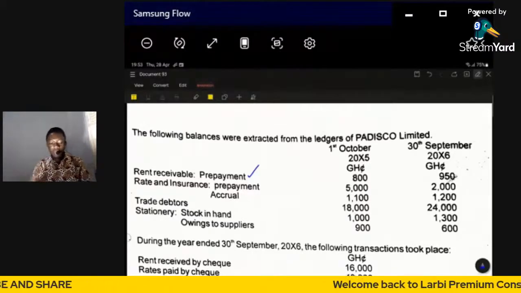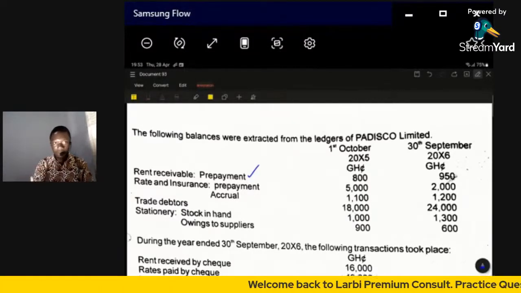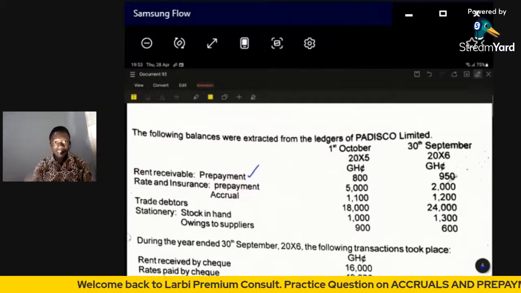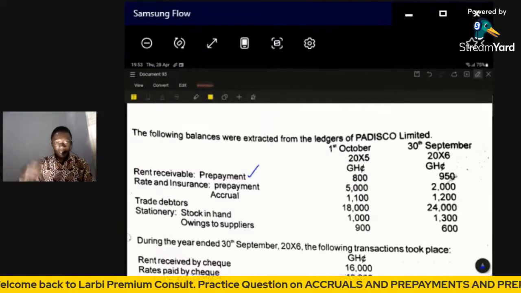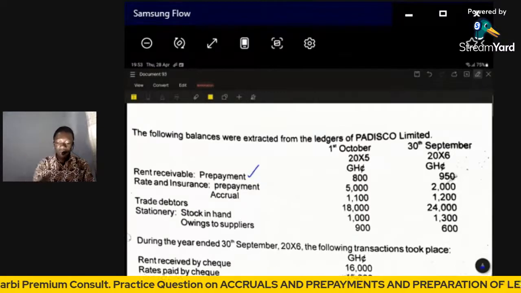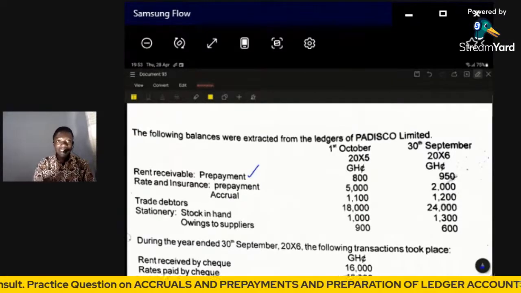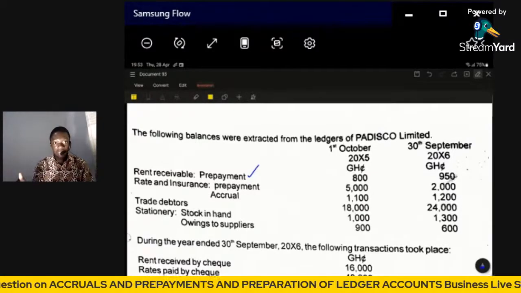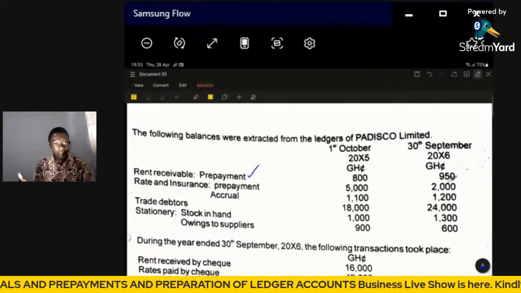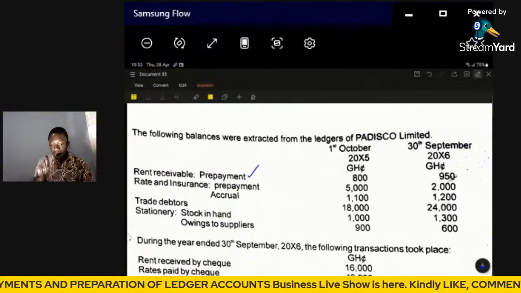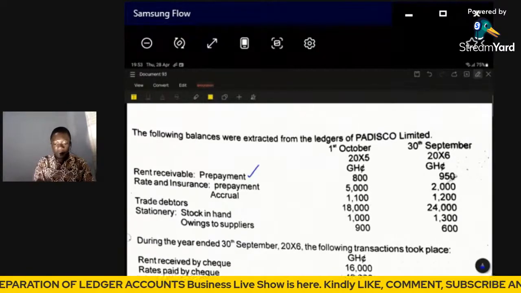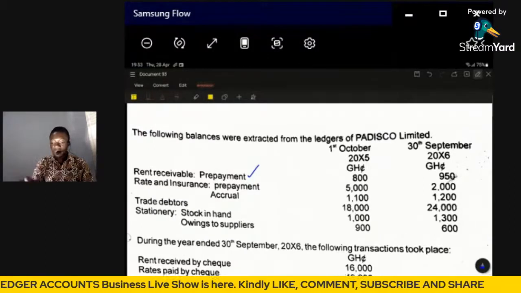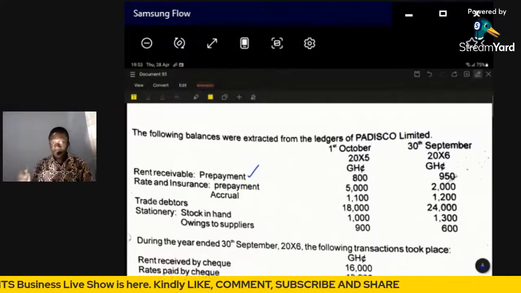Remember, we started our accounting year, or accounting period, on 1st October 20X5. As I said earlier, the business Padisco starts an accounting period in one year and ends in another year. Here, as you can see, it started on 1st October 20X5 and ended on 30th September 20X6.